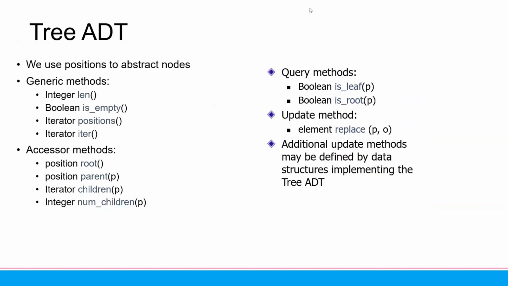We have update method. The update method means I want to replace a particular position with an object o. So we learned the position last time. There can be additional update methods. It may be defined by the data structures implementing the tree ADT. So you can have more about the tree ADT.